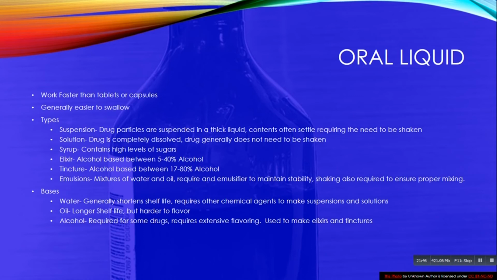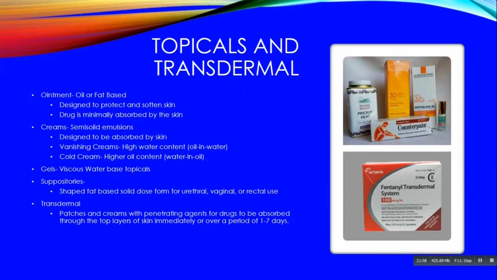Topicals and transdermals are ointments, creams, gels, suppositories, and then there's a specific transdermal group. Ointments are oil or fat based. They're designed to protect and soften skin. If they have a medication in there, they're not going to really get absorbed very well. They're designed to sit on the skin and treat primarily at the skin level.